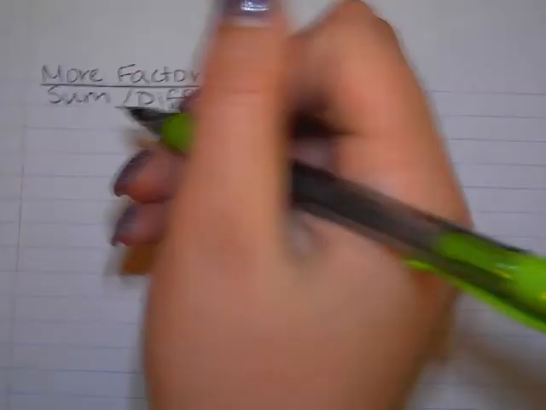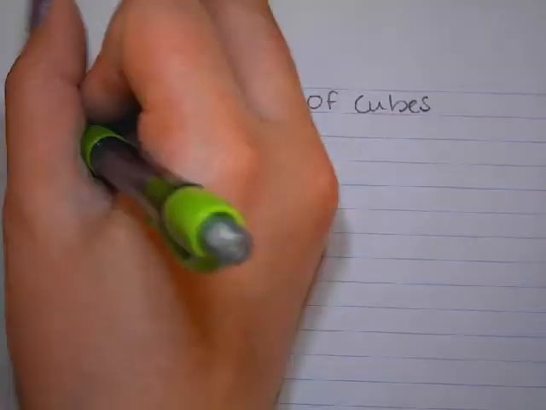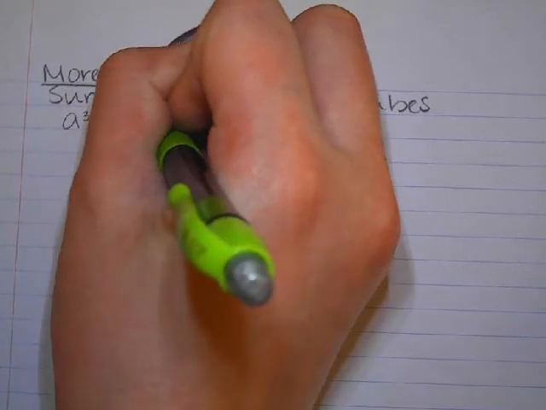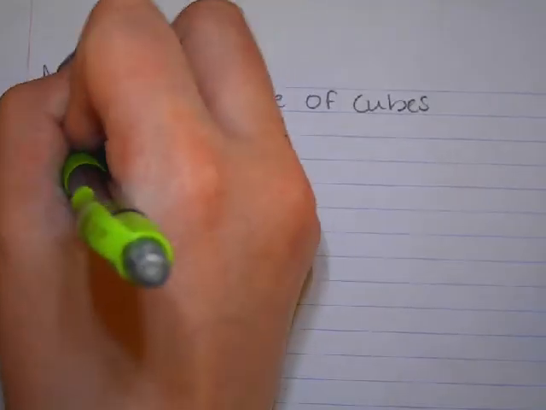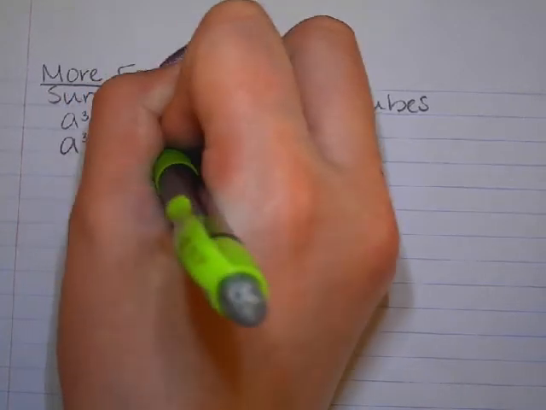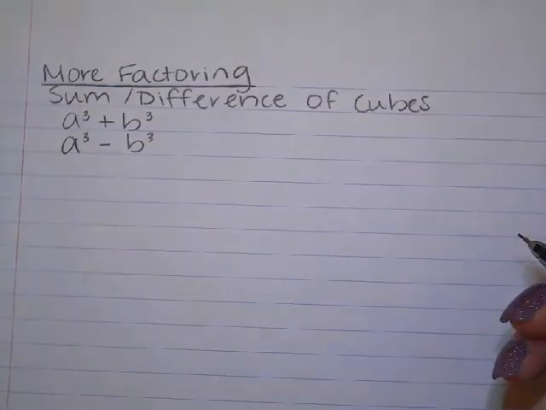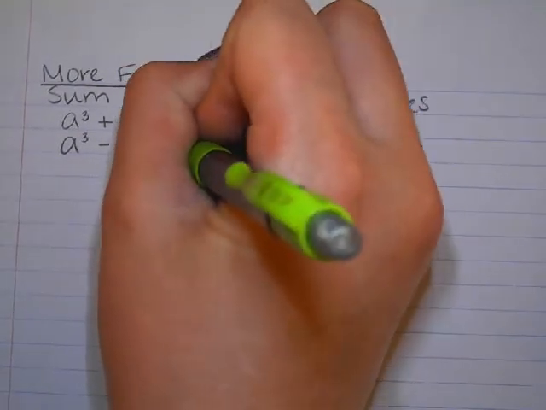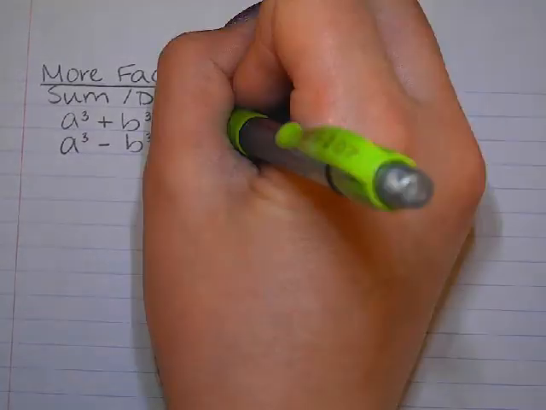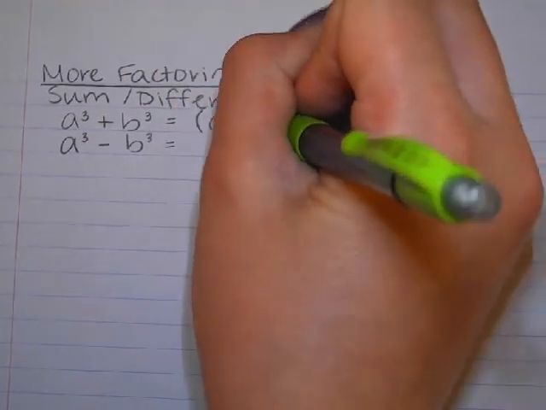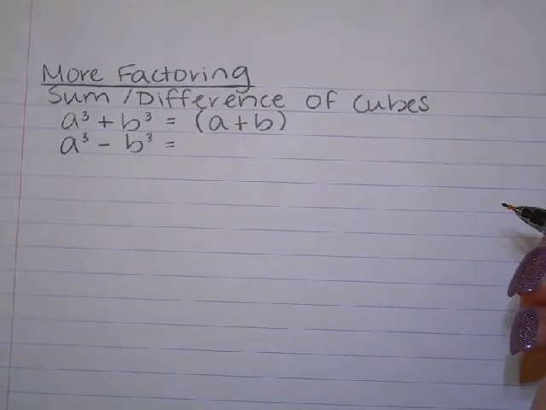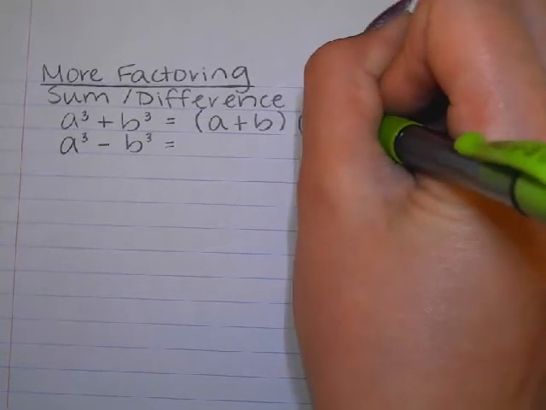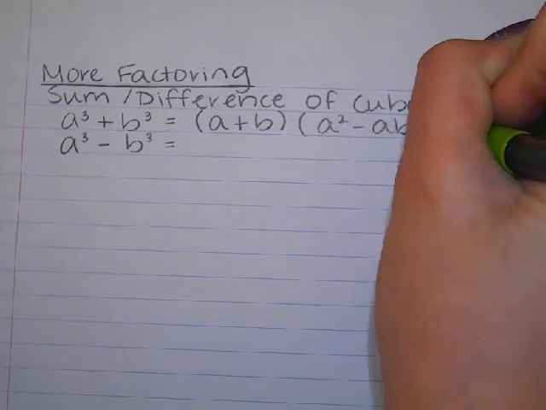All right, so the formula for sum and difference of cubes, you have two options. We have a cubed plus b cubed. That's sum of cubes. And we have a cubed minus b cubed. That's difference of cubes. And when we factor these, we have a formula that we kind of memorize. So sum of cubes starts off with a plus b. That's the first factor. And then the second factor is a squared minus ab plus b squared.